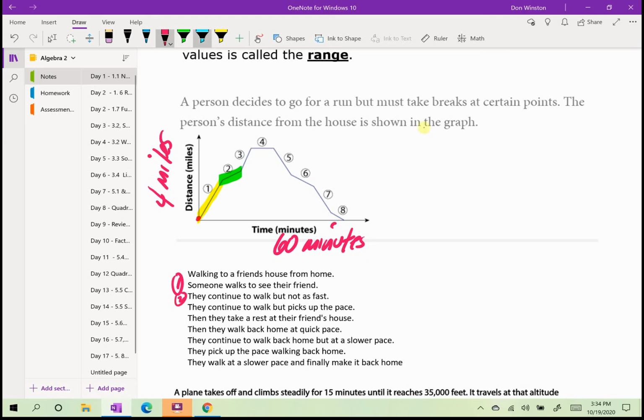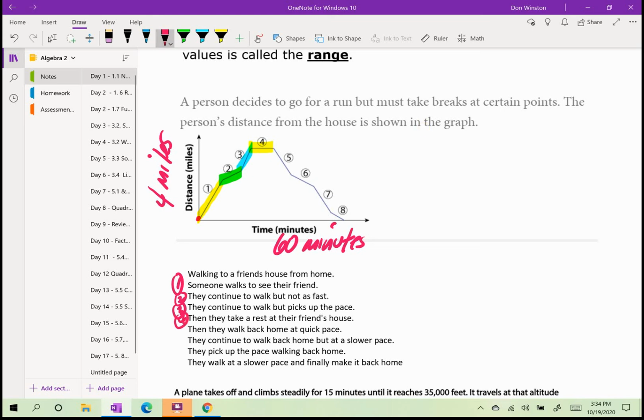And then they pick up the pace again because the line is steeper. So that would be like line 3. So this is walking or running, however you want to take a look at it. Then at 4, they take a break. So they take a break. Their distance hasn't gone anywhere. The distance stays the same.